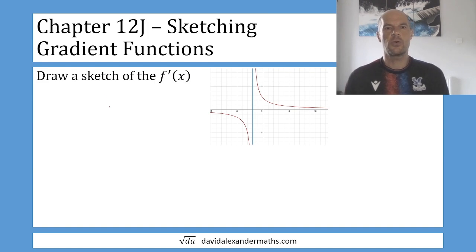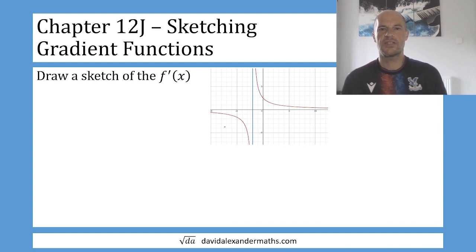Okay, so how do we draw the gradient function of this one here? This is a reciprocal. If I look to the left of the asymptote, it's always a negative gradient. The curve is going down, down, down. But let's think how negative it is. It's not that negative here. It's getting a little bit more negative, and now it's getting very, very negative.